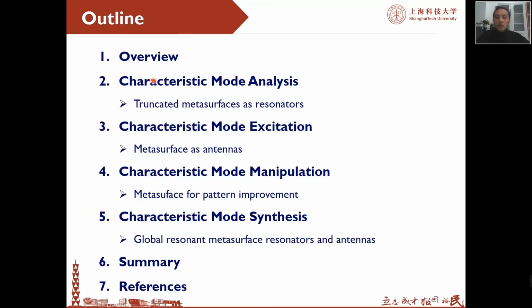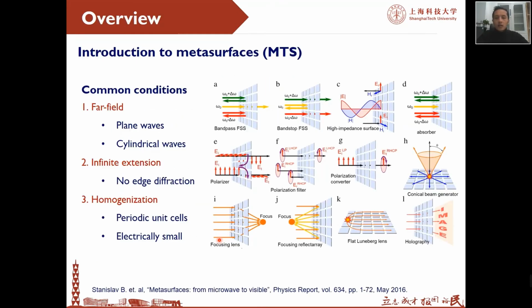This is the outline. Starting with a brief overview of the CMA and also metasurface, then would be the analysis, excitation, manipulation, and also the mode synthesis of the resonant metasurface antennas or resonators. Then would be a short summary of the works presented here and also some future directions, which is of interest in my group.